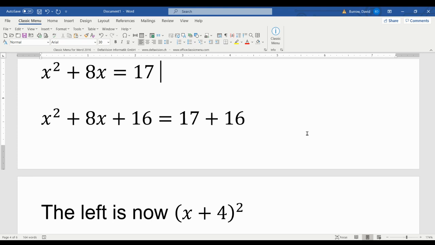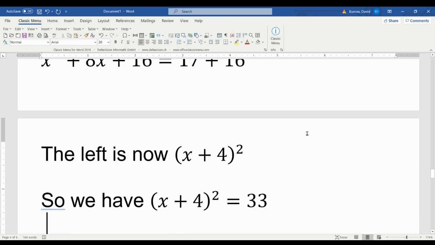Whatever I do to one side, I've got to do to the other. That's why I put plus 16 on both sides. And suddenly, what I've got is pretty much the exact same thing we just got done doing. Okay.